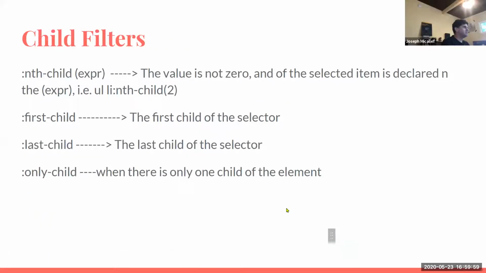Here are child filters. Basically if you have a list, like a UL is your list, it will look for the first item in the list, the last item in the list, or if there's only one item in the list. And then you can actually do something like this, UL, LI, nth-child 2. That'll look for the second item in the list. So you can specify completely directly what you want.